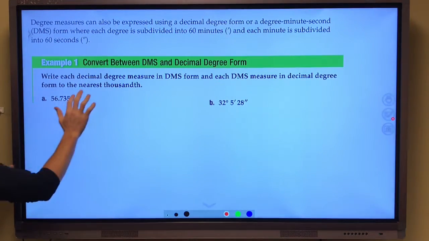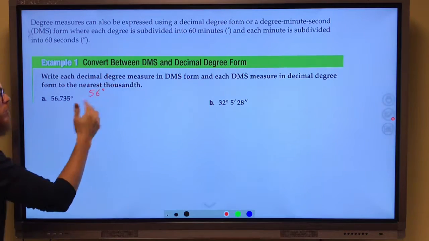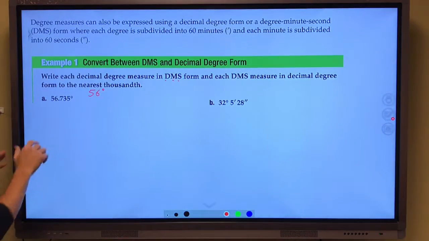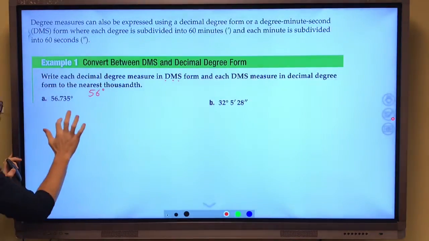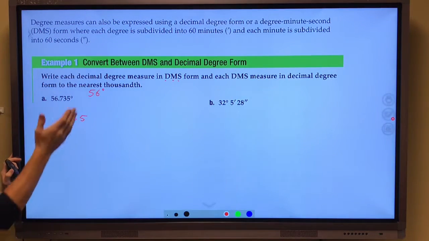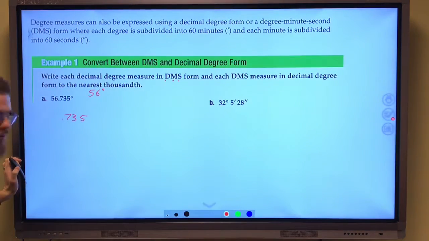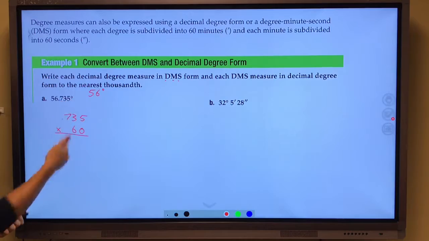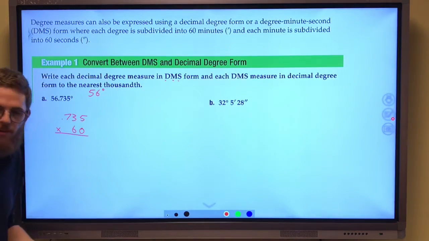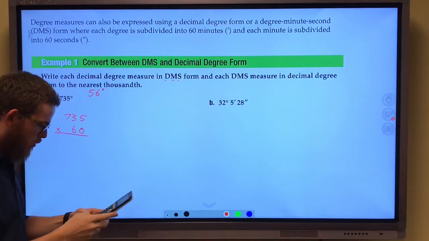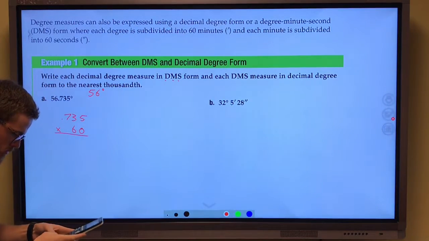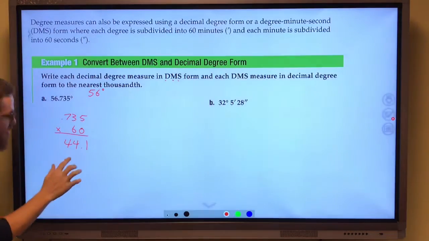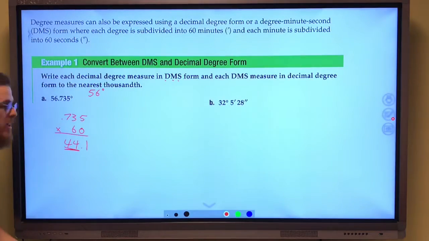56.735 degrees, 56 is going to be the number of degrees in our degrees, minutes, seconds. But then we have to deal with that 0.735. And remember what we said, we want to subdivide that into 60 minutes. So I'm going to multiply that times 60. Out of 60 minutes, how many minutes do we have with 0.735? I'm going to multiply to get 44.1. So when I multiplied by 60, I had a full 44 minutes.